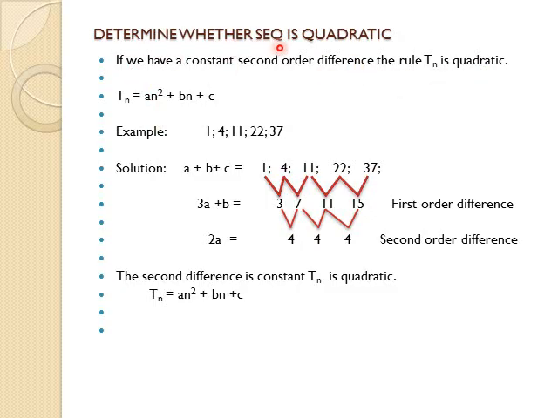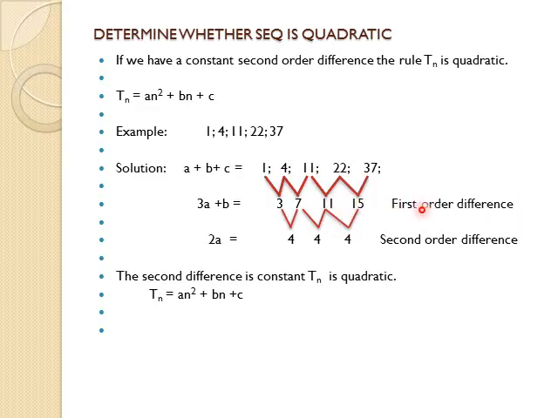So they want to know whether the sequence is quadratic. So example here, they've given me 1, 4, 11, 22, 37. Alright. So to solve it, 4 minus 1 gives me 3, 11 minus 4 gives me 7, 22 minus 11 gives me 11, 37 minus 22 gives me 15. As you can see, I'm always subtracting from right to left. Don't confuse the two. 7 minus 3 gives me 4, 11 minus 7 gives me 4, 15 minus 11 gives me 4.